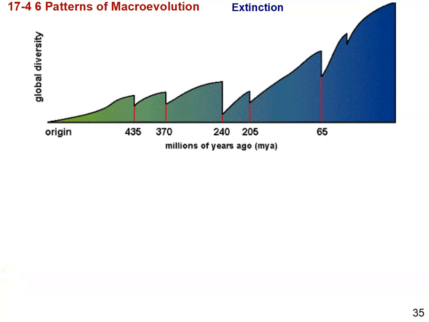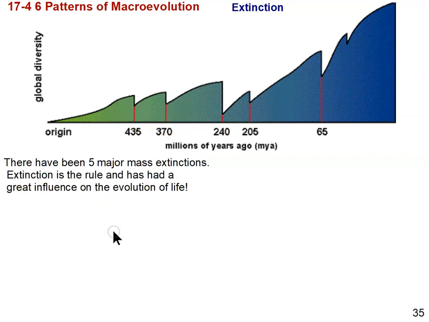So finally in this unit we're looking at the patterns of evolution, and one of the major patterns of evolution is extinction. And there have been 5 mass extinctions, and that's what's shown here on this graph. We're looking at global diversity since the origin of the Earth. And it's not to scale, of course. This part is.